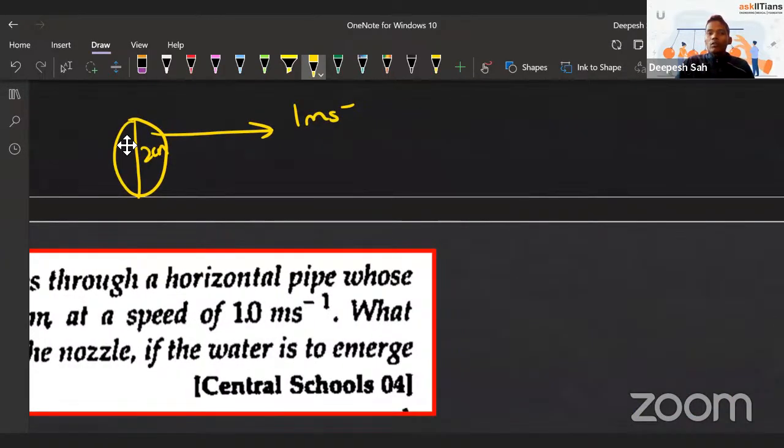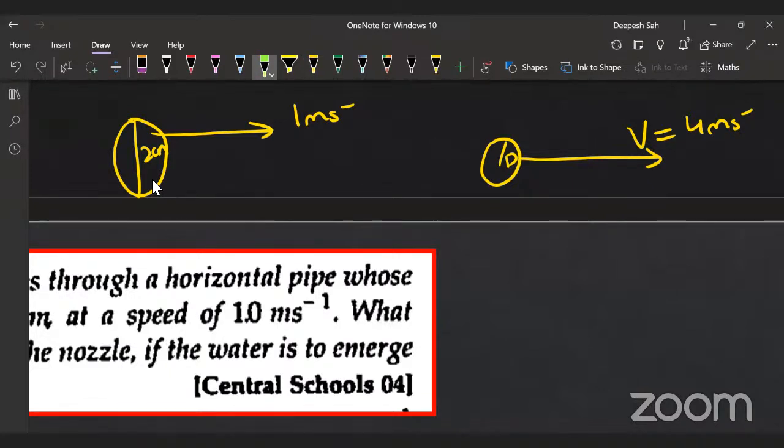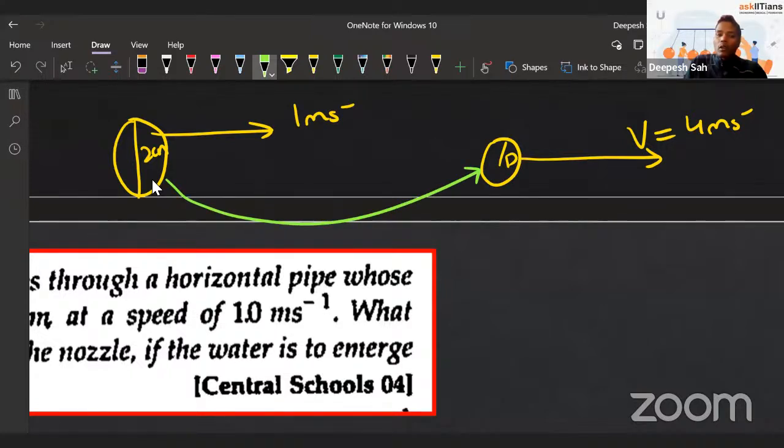Now, what do you want? You want to change the area. I don't know the diameter, of course, but you want the velocity of the water coming out to be higher, which is 4 meters per second. Now, if you want to increase velocity, what should you compromise, Elizabeth? Making the area smaller. Exactly. We need to make the area smaller. So we have to decrease the area, and your work will be done.